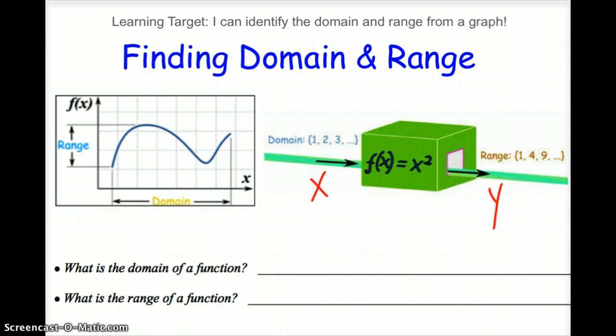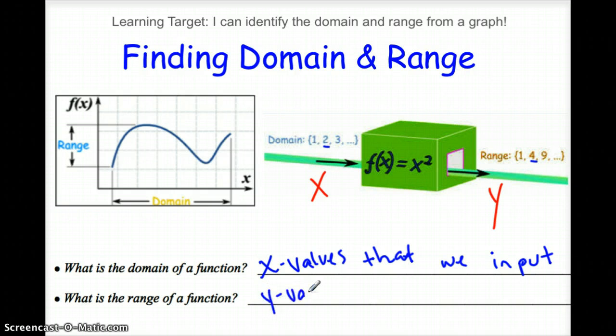So for example, let's say I pick 2 from the domain, so my raw material 2. I plug it into the function, and the machine does 2 squared, which gives me a 4, so 4 is part of the range, because that's what the function spit out. So to paraphrase, domain are the x values that we input, and the range are our y value outputs.